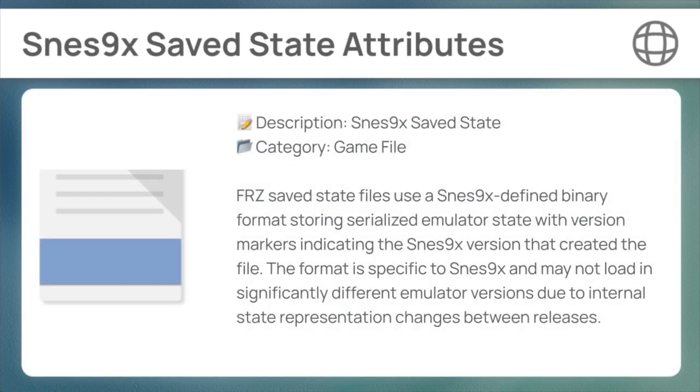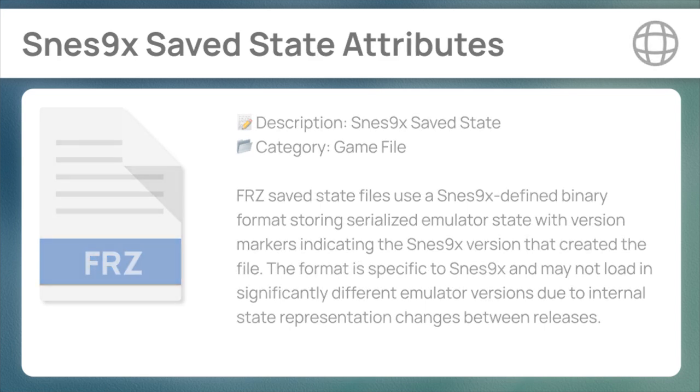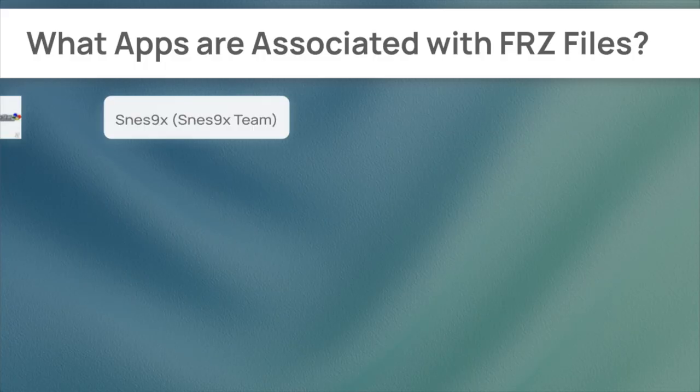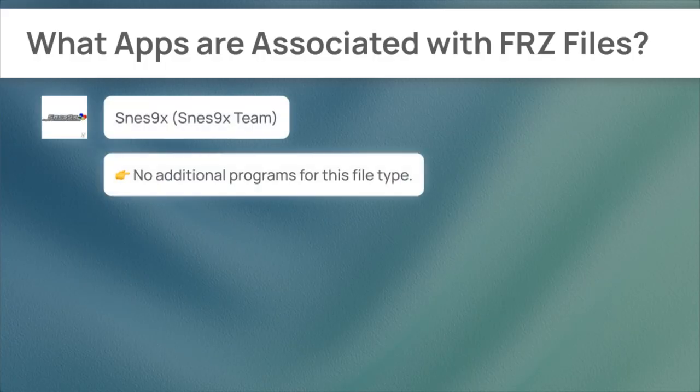FRZ save state files use a Snes9x defined binary format, storing serialized emulator state with version markers indicating the Snes9x version that created the file. The format is specific to Snes9x and may not load in significantly different emulator versions due to internal state representation changes between releases. Snes9x, developed by the Snes9x team, is often used as the source validator for FRZ.